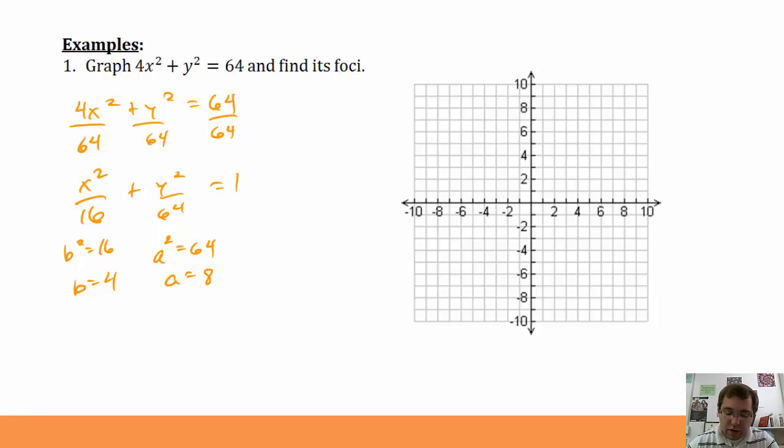It's a vertical ellipse. So I'm going to go from my center, which must be (0, 0) here because I'm not subtracting or anything onto x or y before I'm squaring them. My center must be at (0, 0). And if I go up 8 and down 8 from that, I will have the furthest points along the major axis. So that will be at (0, 8) and (0, negative 8). If I go to the left and the right by 4, which is b, I'll have the furthest points along the minor axis, (4, 0) and (negative 4, 0). And now I've got enough to draw the ellipse.